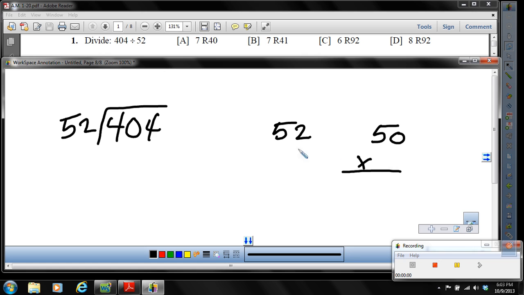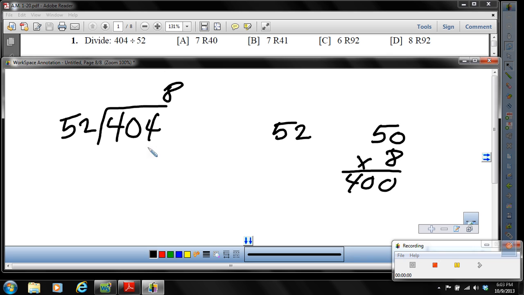5 times what would give me 40? 5 times 8 would give me 40. So I'll multiply 8 times 0, I get 0. 8 times 5, I'm going to get 40. So we're going to have an estimation of 400. I'm going to put my 8 that we used from this example right here to multiply with.